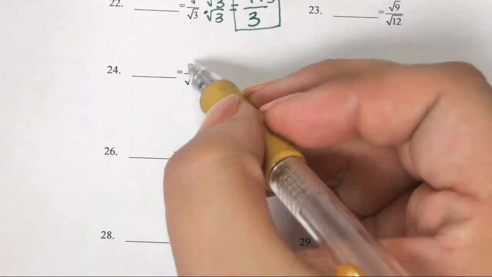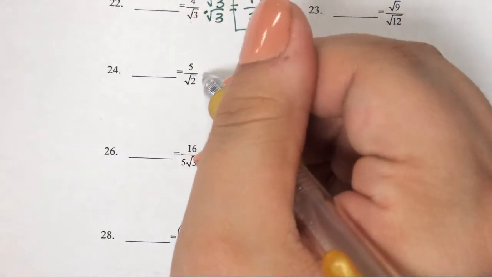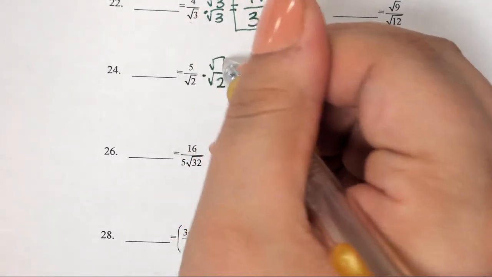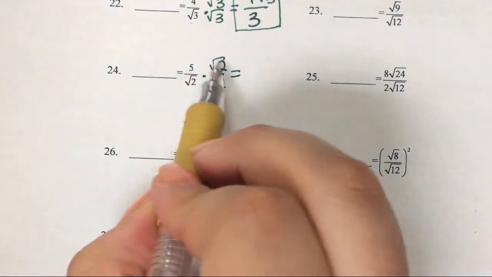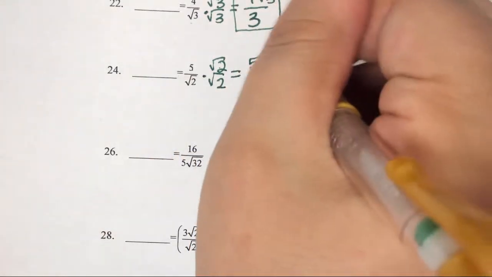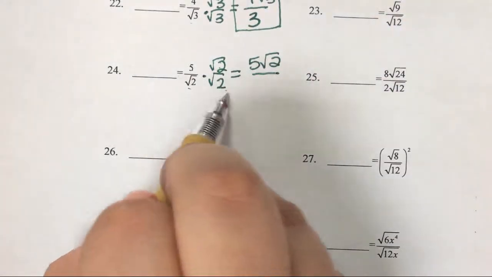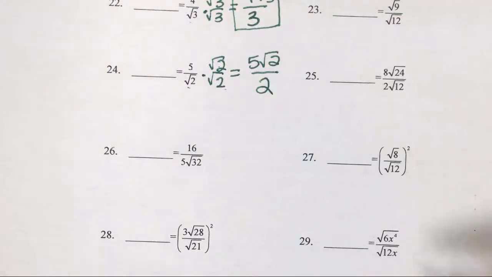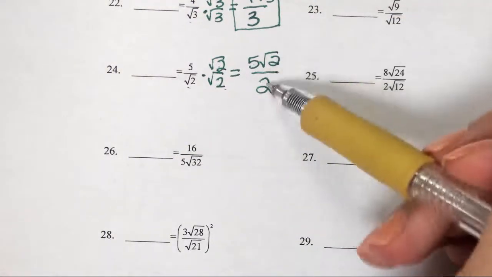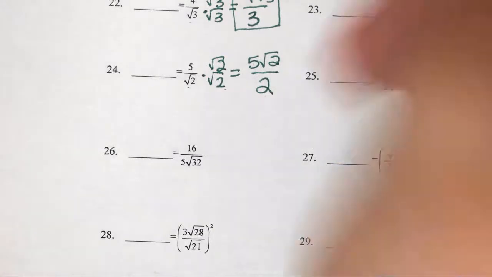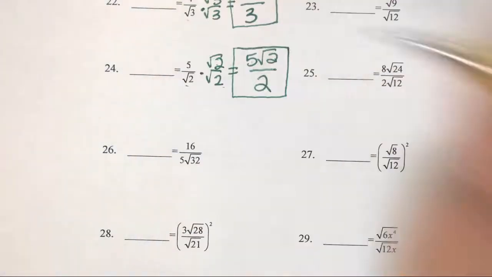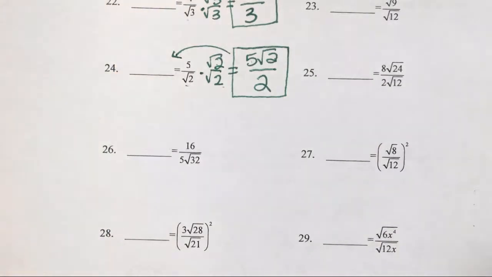24. Outside, inside, it's on the bottom. I have to rationalize. Outside, inside, so I'm just going to connect them. And remember, when I rationalize, it just comes out. Again, I can't reduce these. I can't divide these because that's inside, that's outside. I just leave it. That's my answer.